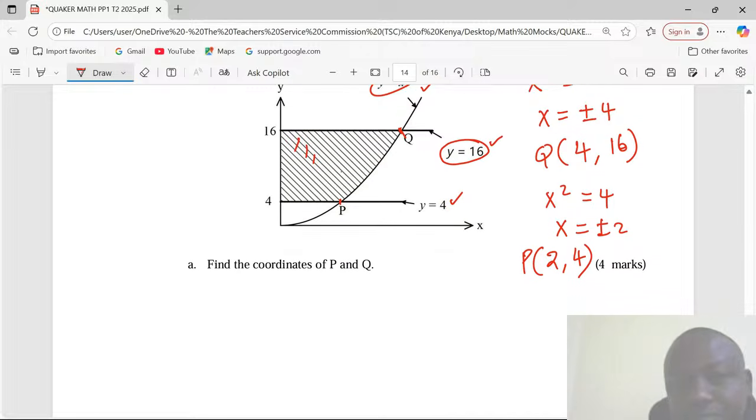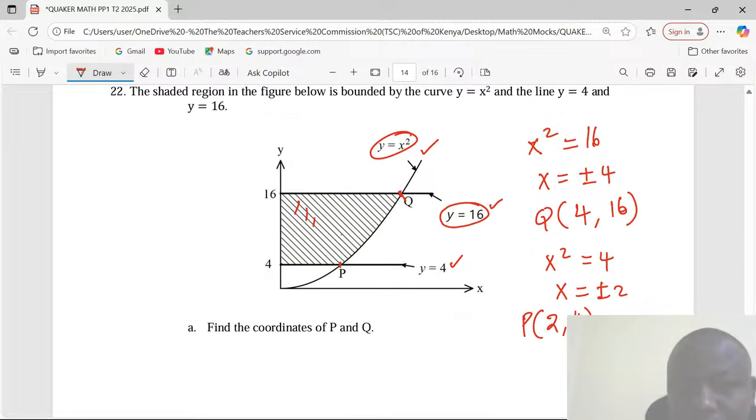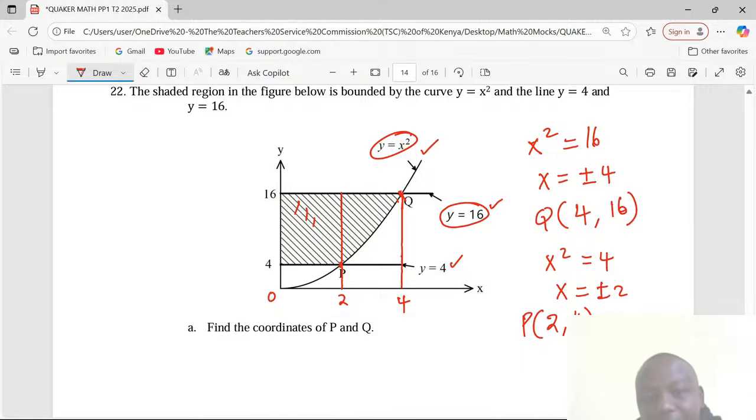Trapezium rule. So something that you're supposed to know is that, let me just draw this that way. This is point x equals 4. And when I draw another line here, this is at x equals 2. This is at 0. Those are things that I want you to understand first.